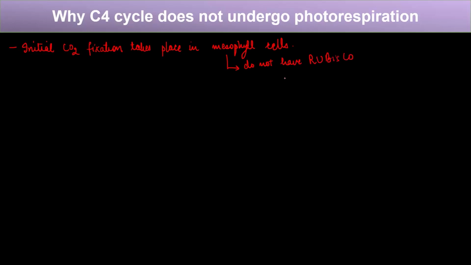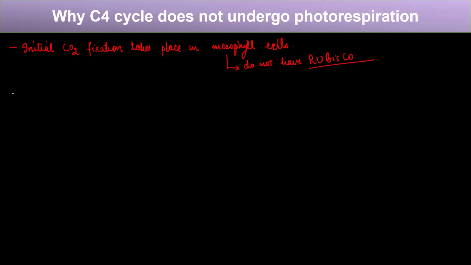Do not have Rubisco. So if they do not have Rubisco, in this case, what happens? The carbon dioxide, because their PEP carboxylase is not Rubisco, it cannot act as an oxygenase, and hence photorespiration will not take place, right?